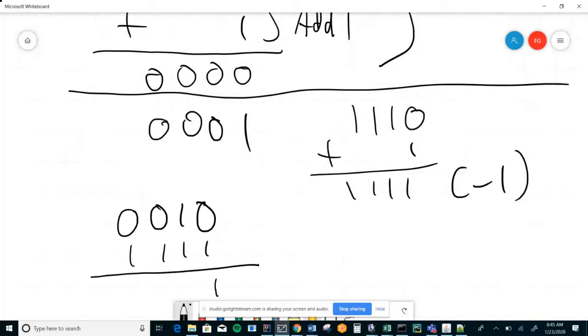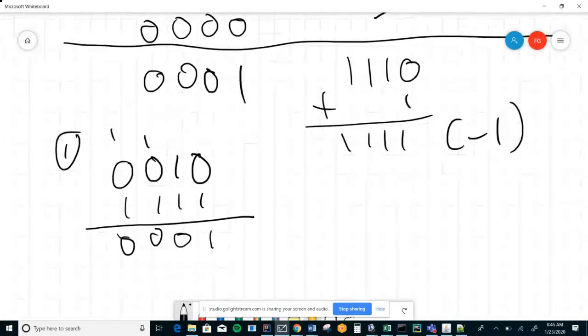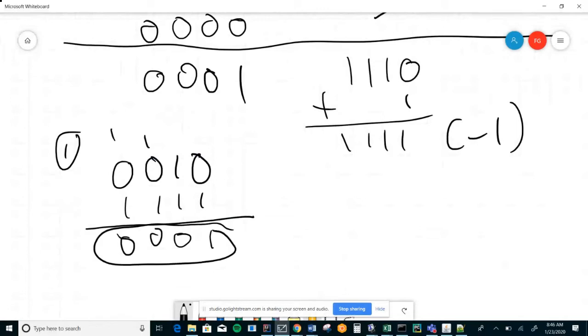0 plus 1 is 1. 1 plus 1 is 0, carry a 1. Plus 1 is 0, carry a 1. 1 plus 1 is 0, carry a 1. And so it turns out 2 plus -1, 2 minus 1, is +1.